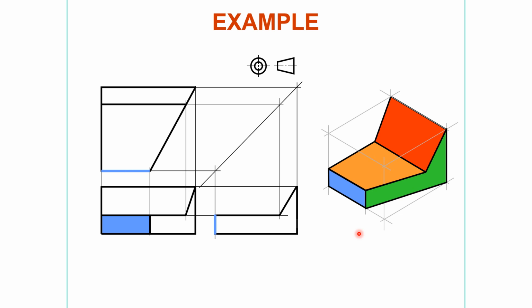So that's all for today's lecture. You have to practice these examples. After practicing these examples of orthographic reading, you have to understand what types of objects are present in each view. Then you have to draw the 3D object.